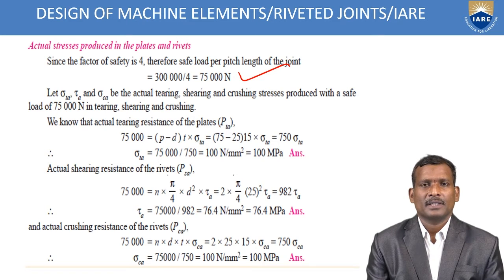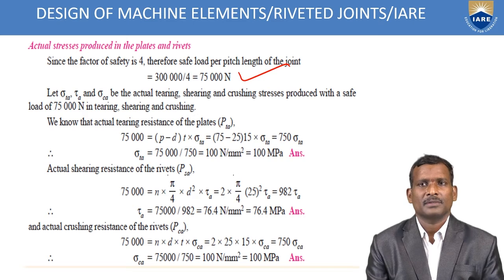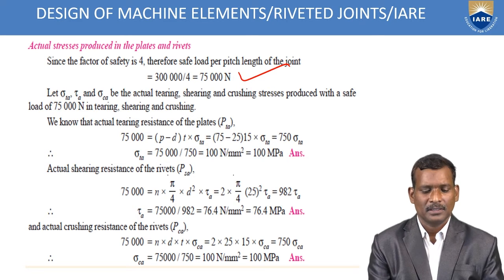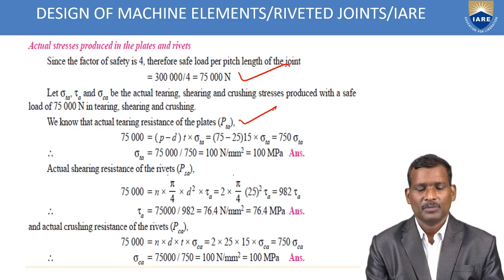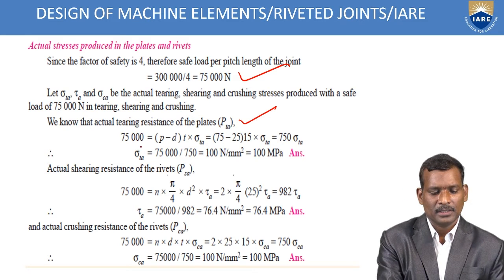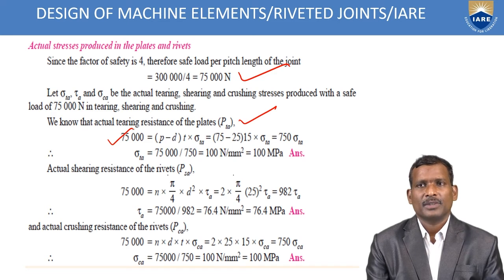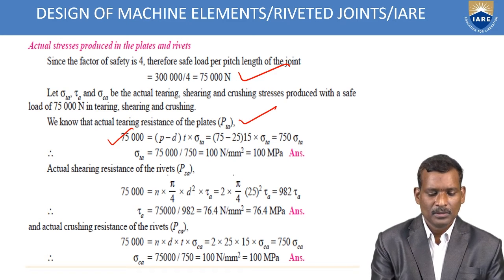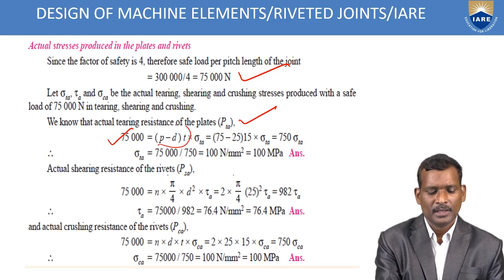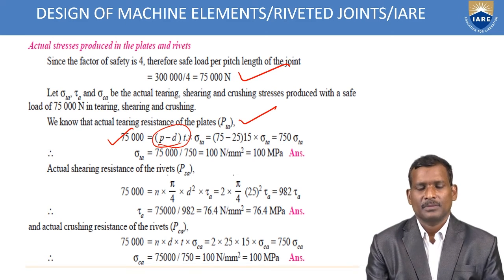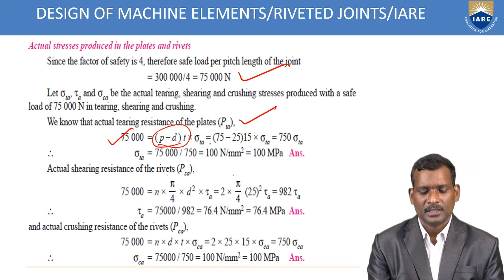So let's find the actual tearing, shearing and crushing stresses produced with this safe load. First, calculate the actual tearing resistance of the plate. That is P_t, the actual resisting force. Take this 75,000 Newton safe load, which is equal to the tearing area multiplied by the actual tensile stress.